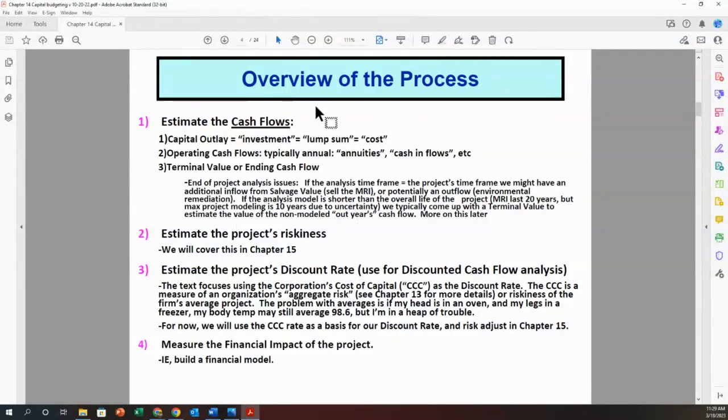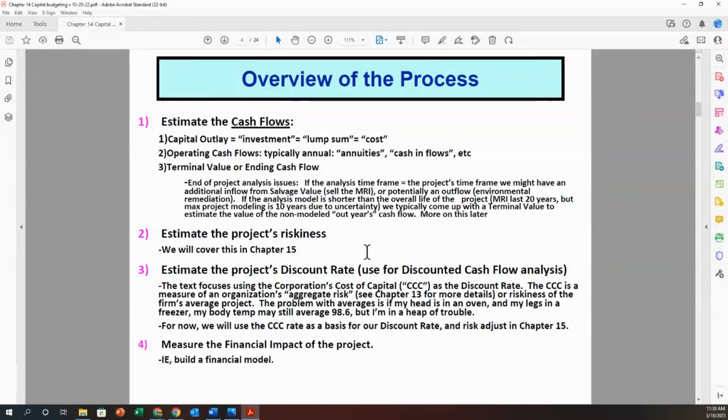The second thing or part is estimate of the riskiness of the project. We're going to cover that in chapter 15, very important component. The third is the project discount rate when we use discounted cash flow analysis. So it's very tied into two, but they overlap. In a Venn diagram, there's huge overlap, but they're not completely synonymous concepts, as you'll see.